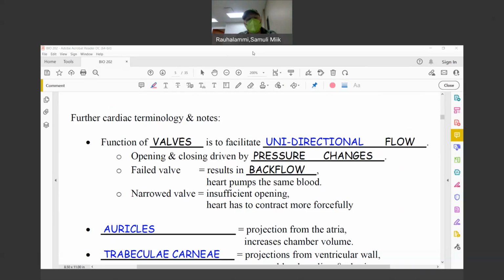Another example that I've highlighted here was a narrowing of a valve, when the valve does not open completely, and as a result of only partial opening, now the heart has to work harder to pump that blood through that valve, and as a result of that, of course, we end up with insufficient flow and more work for the heart.